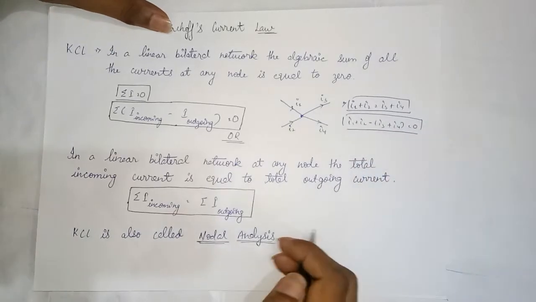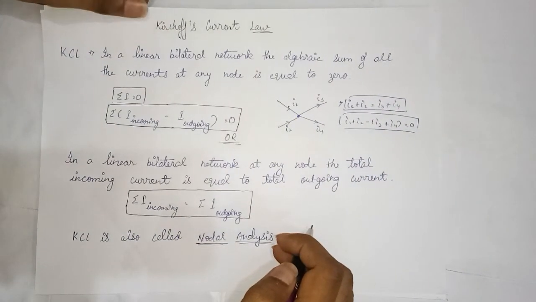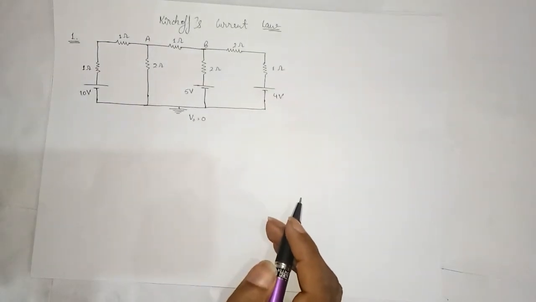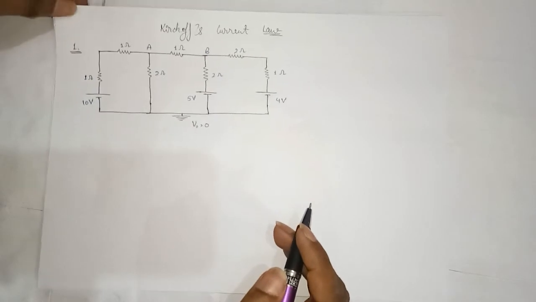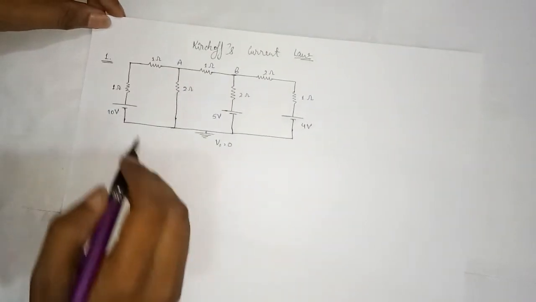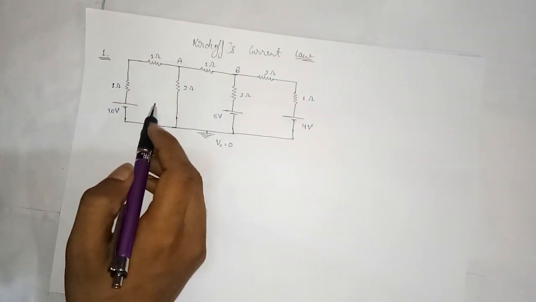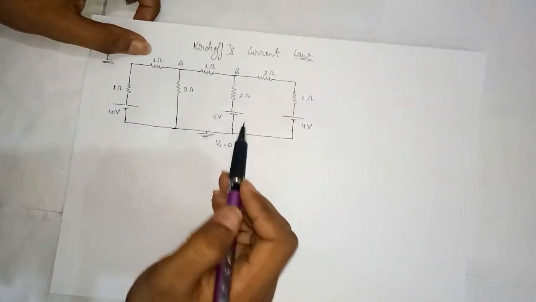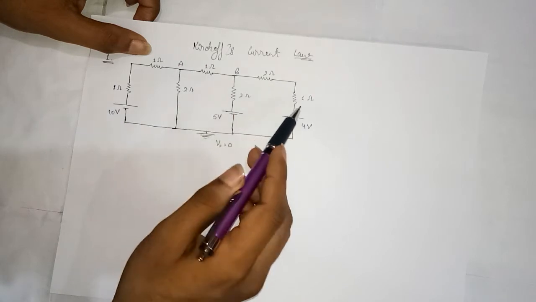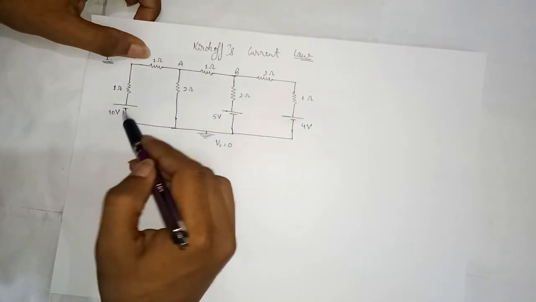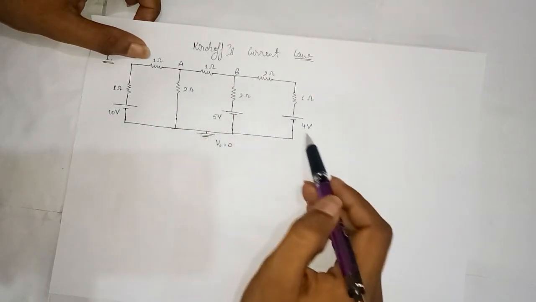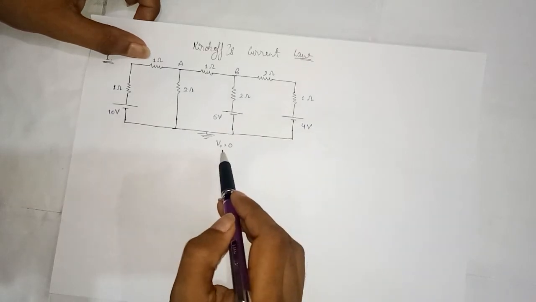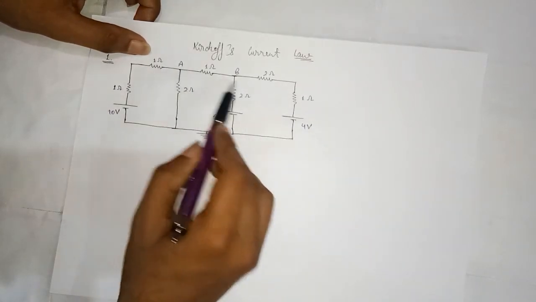Now to clear this law we should solve one numerical, and this is the numerical that we are going to solve in today's class. As we also did in our last questions, first of all let me explain this question. This is 1 ohm resistance, 1 ohm resistance, 2 ohm resistance, 2 ohm, 1 ohm resistance is 10 volt. This is a 5 volt source, this is a 4 volt source, this is ground voltage which is equal to 0. This is node A, this is node B.